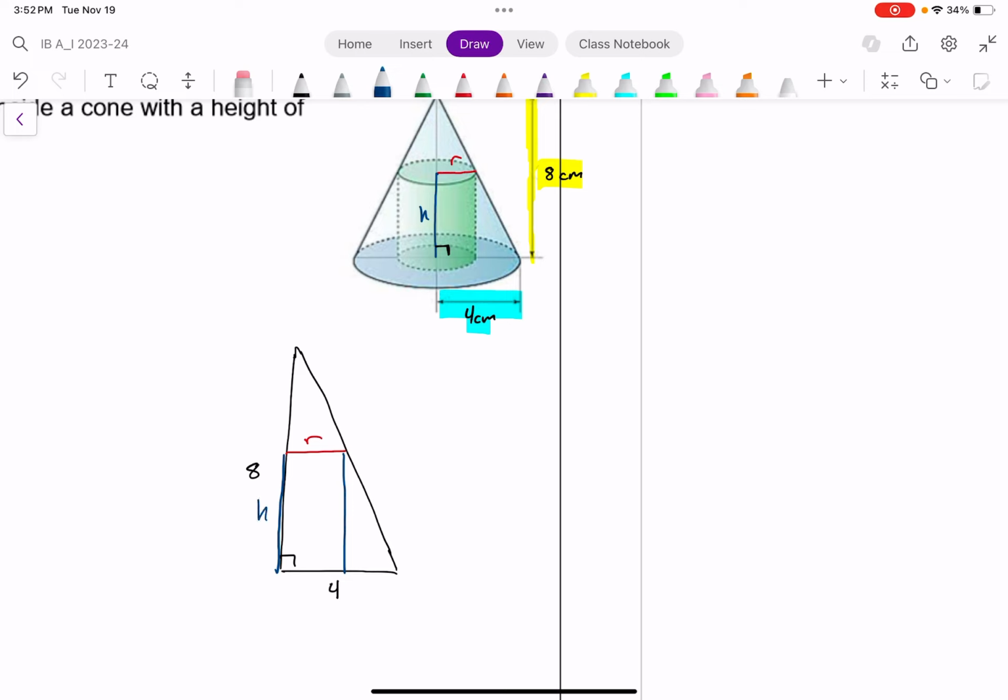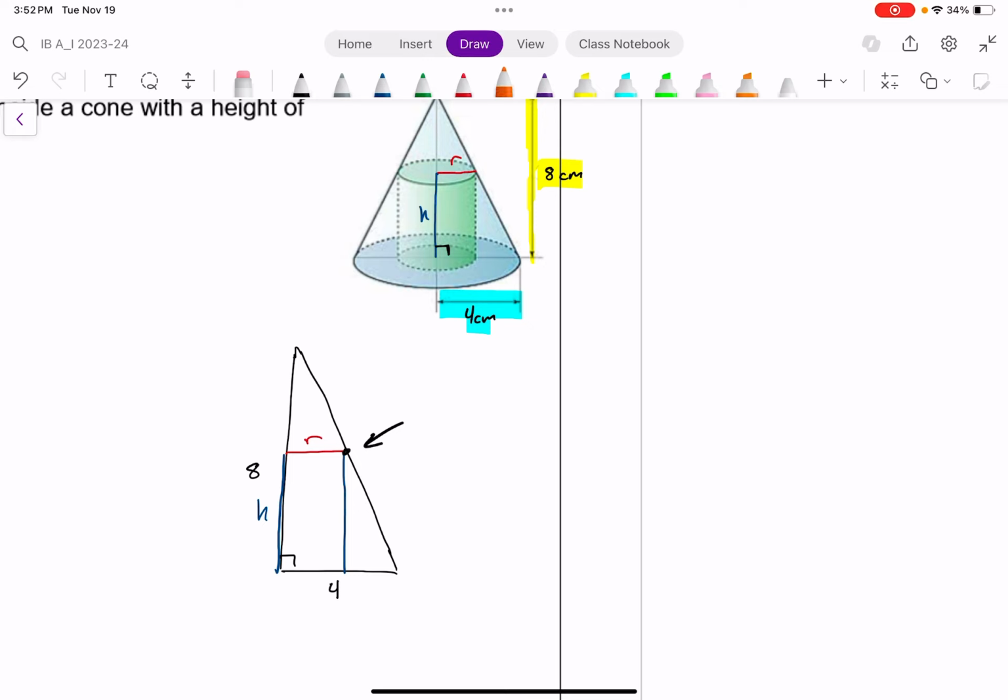So keep in mind, this radius and height doesn't have to look exactly like this. That point I just drew can go anywhere along this line. We want to find the point that will lead to the greatest volume. So what's the relationship between the r and the h and the shape of this cone?